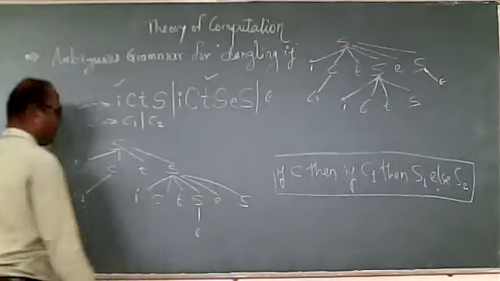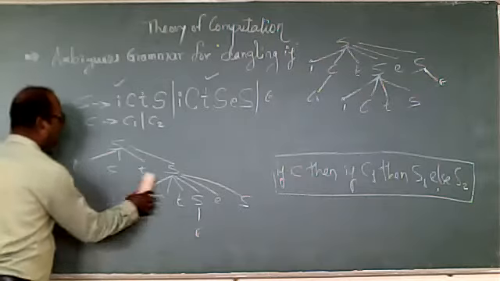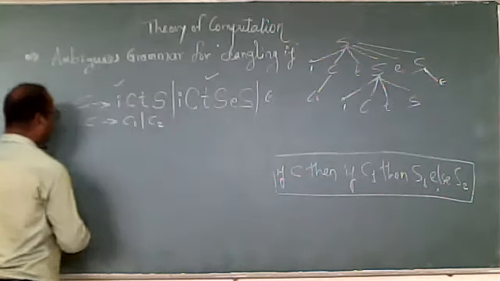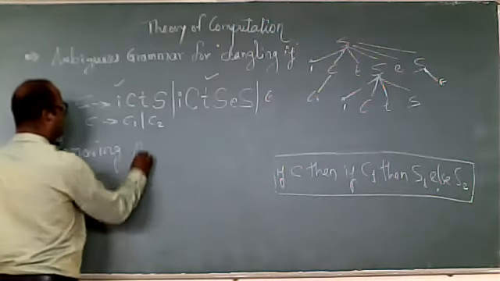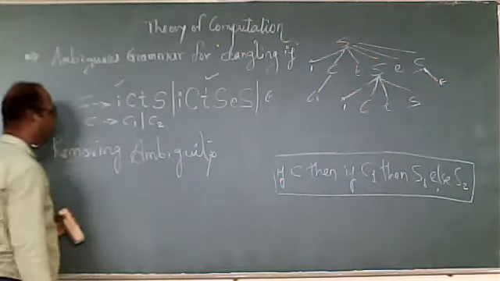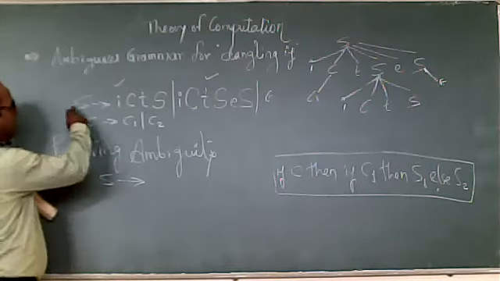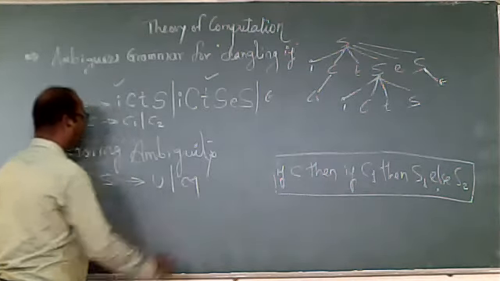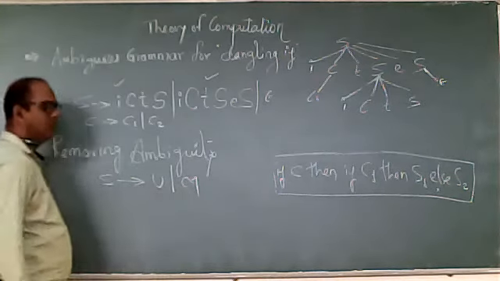Now, how to remove the ambiguity? As we know, ambiguity can be removed by adding some additional variables. So we'll start removing the ambiguity by adding some new variables. I will start with two different formats. What I will do is use, for this S, two new variables. One is called U and the second is called M.